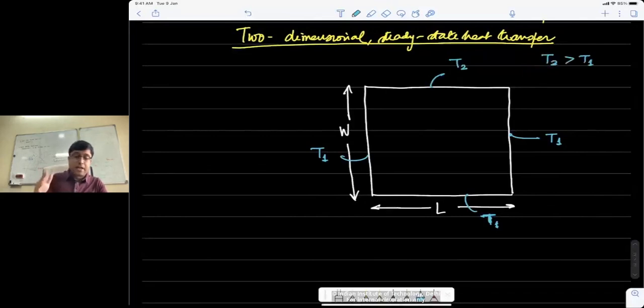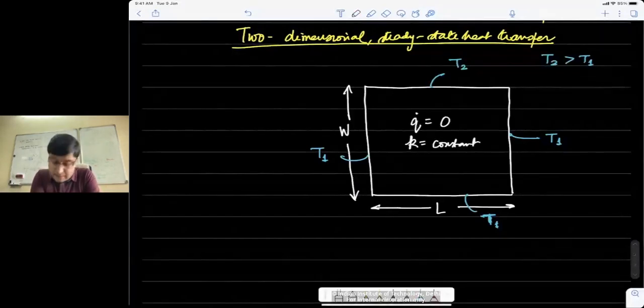So the question is, what is the heat transfer rate through the top surface, and what is the temperature distribution in this system? Let's also take, for solving this problem, let's say Q dot is 0 and the conductivity is constant. And we are interested in the steady state temperature distribution. So I'm not concerned with what happens when the temperature on one surface is, let's say, increased. Maybe initially everything was at T1, then suddenly you made it T2, and what would be the response? I'm not very concerned with that right now. We are far, far away from that initial transient period.